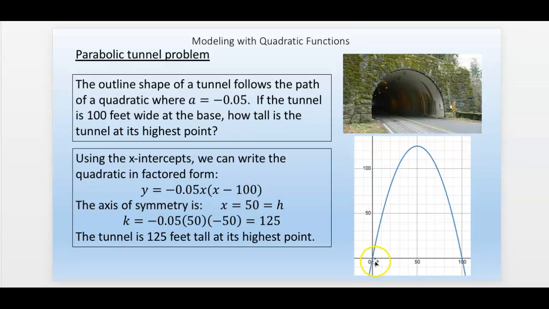Now, in this case, guys, just use the intercepts. Use the factored form. A is, again, negative 0.05. This one here is 0, so this is just x minus 0. And this one over here is 100, so it's x minus 100. All right, the axis of symmetry obviously is going to be 50, right in the middle. That's our h. So you find k by plugging in 50 into this equation. I get 125. So the tunnel is 125 feet tall at its highest point.